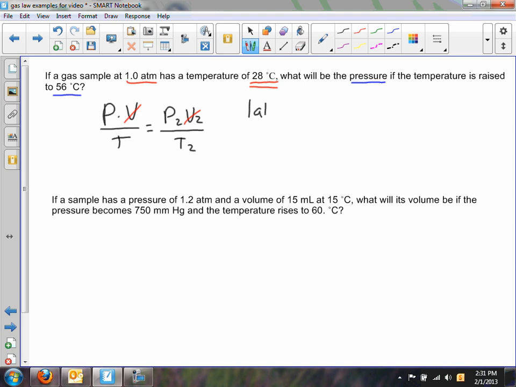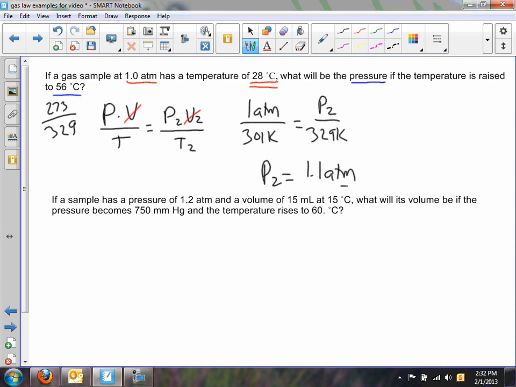My first pressure was 1 atmosphere. My first temperature, remember, has to be in Kelvin. So when you add 273 plus the 28, you end up getting 301 Kelvin. That equals the new pressure, which I don't know, and the new temperature of 56. When you add 273 to that, you end up with 329 Kelvin. Cross multiply and divide, and you end up with 1.1 ATM. Only 2 significant digits.